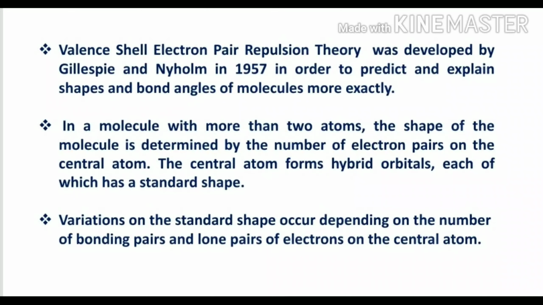Valence shell electron pair repulsion theory was developed by Gillespie and Nyholm in 1957 in order to predict and explain the shapes and bond angles of molecules more exactly. In a molecule with more than two atoms, the shape of the molecule is determined by the number of electron pairs on the central atom. The central atom forms hybrid orbitals, each of which has a standard shape. Variations of the standard shape occur depending on the number of bonding pairs and lone pairs of electrons on the central atom.